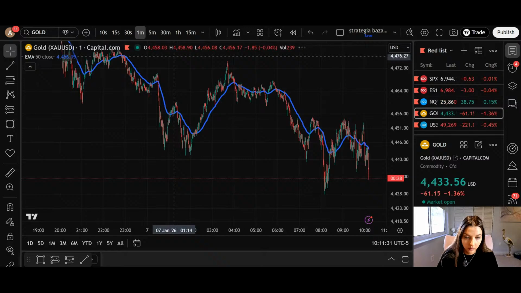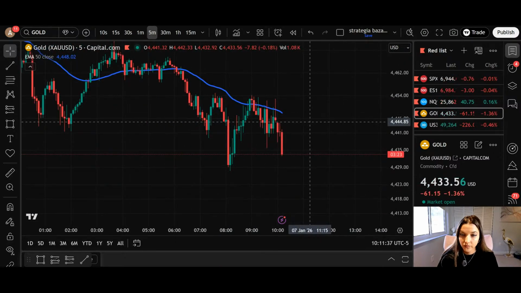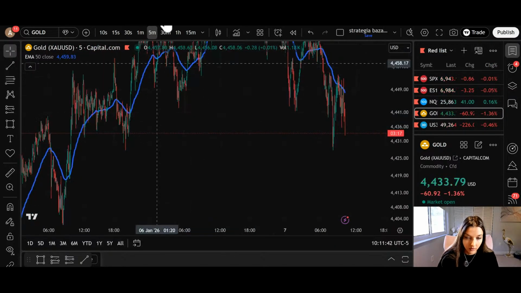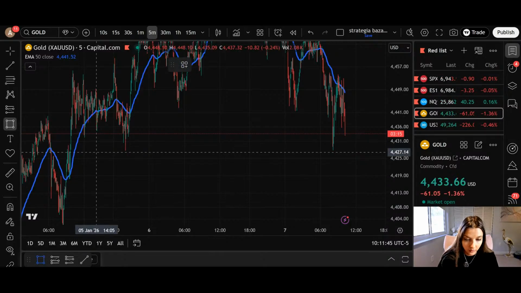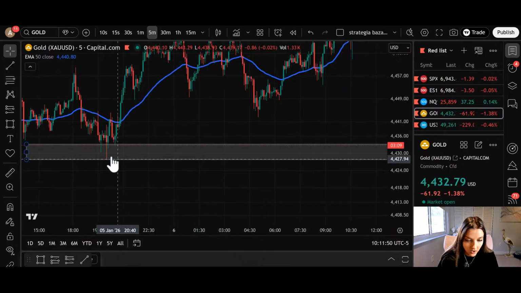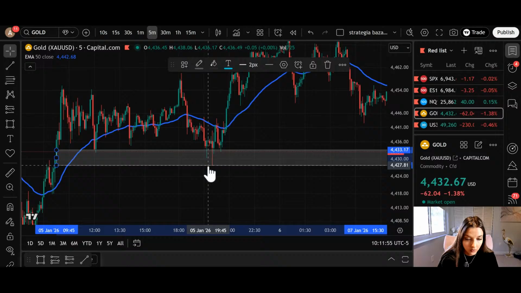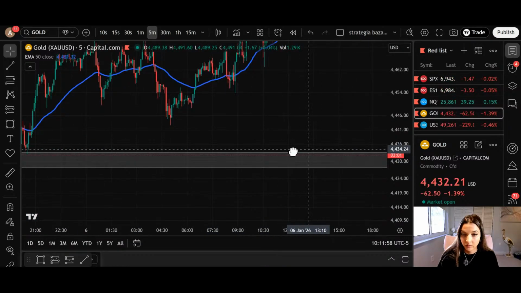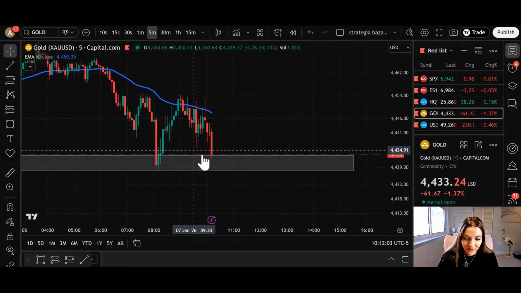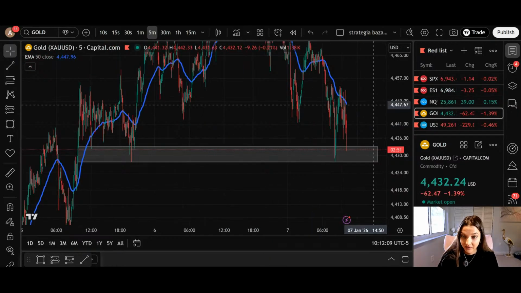Okay, gold. Let's go to gold on 5 minutes. Here we go. We can mark this area right here for gold. We can see the price touched this area many times. 1, 2, 3. So now the price is around this area. We can watch and see how it's gonna react.